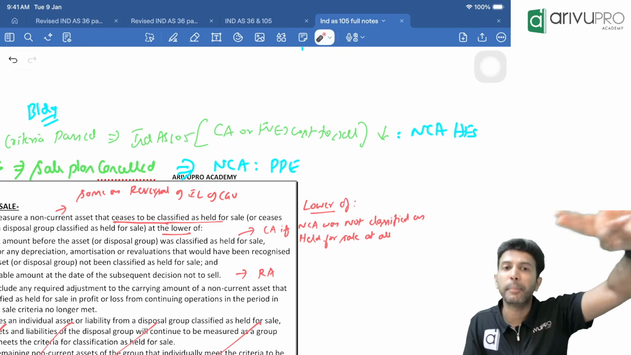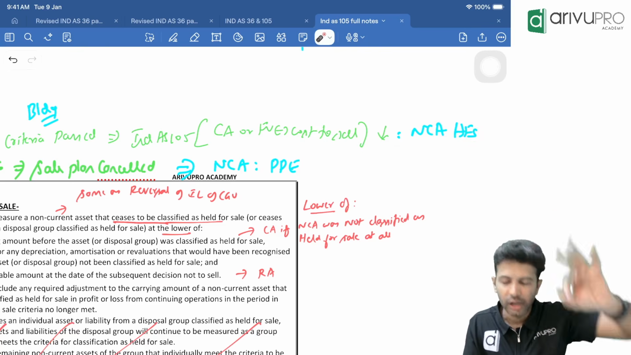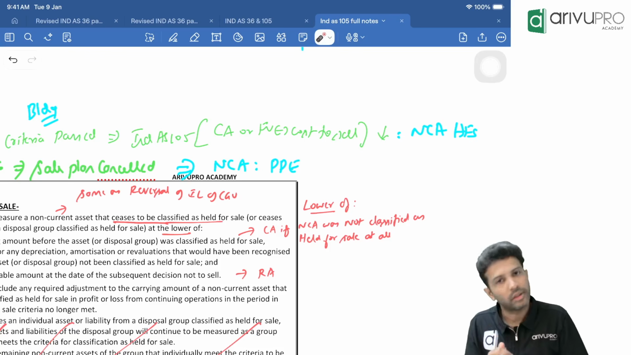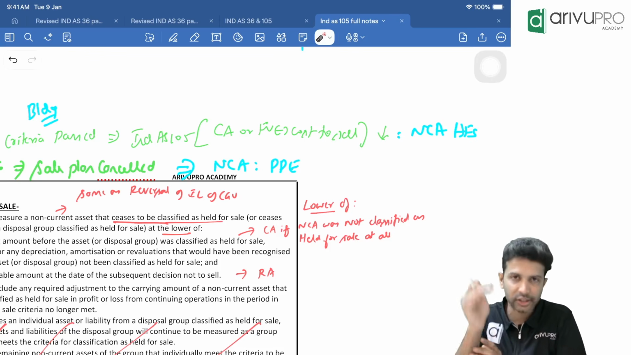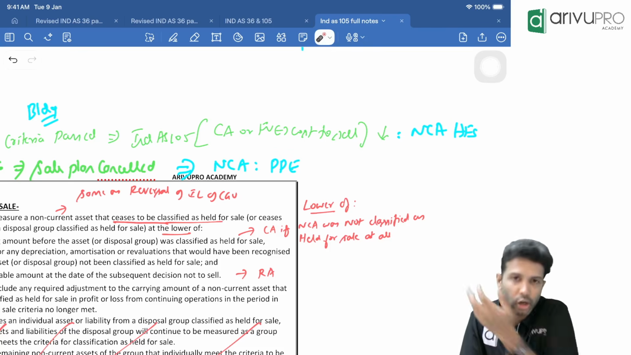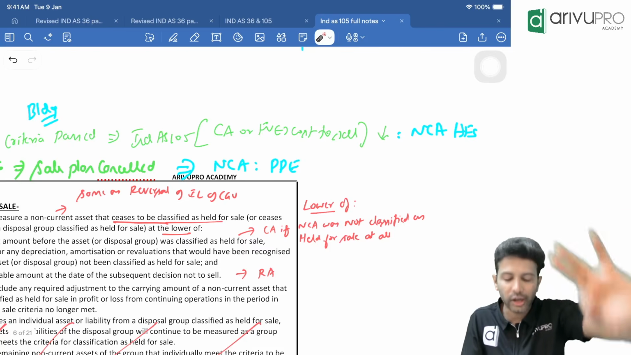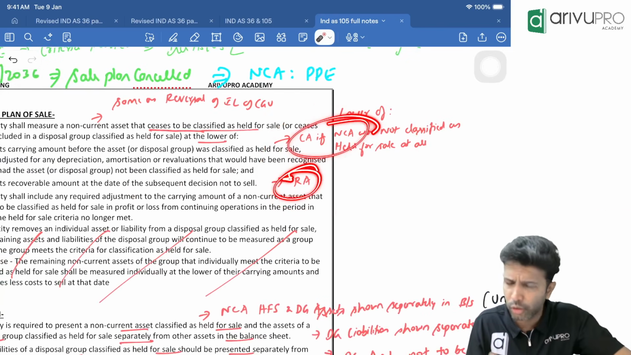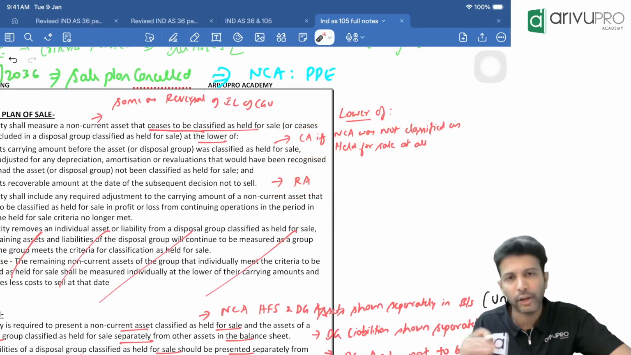Second one, measurement change. Will there be any measurement change? Yes. Once your sale plan changes, on the day the plan got changed, this asset will be measured at the carrying amount if Ind AS 105 provision was not at all applicable from the beginning, or the recoverable amount, whichever is lower. So you need to find this. Recoverable amount will be given to you. This one we need to find and do the measurement.